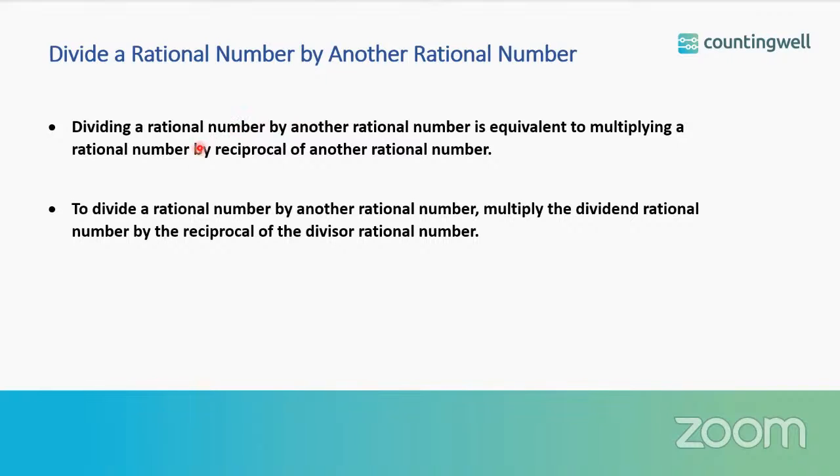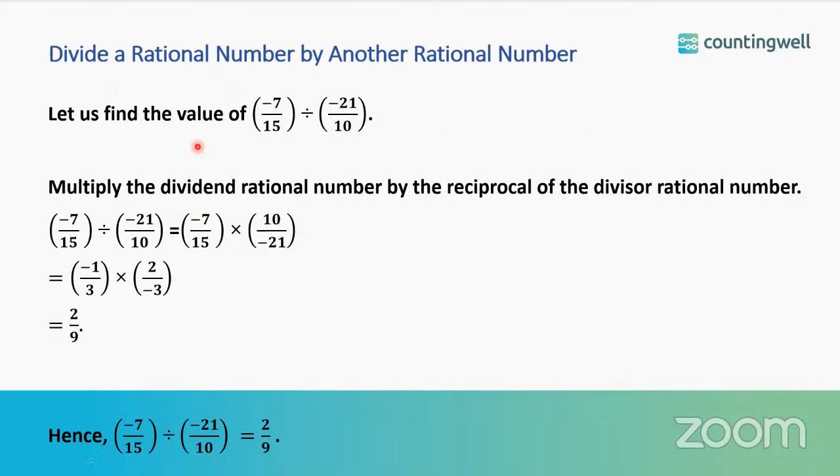Now, when you are dividing a rational number by another rational number, it is same as multiplying a rational number by the reciprocal of another rational number. So when you are dividing a rational number by a number, you have to convert that division into multiplication by taking or inverting the numerator and denominator of the second fraction. So I'll show you how. Let us find the value of minus 7 upon 15 divided by minus 21 by 10.